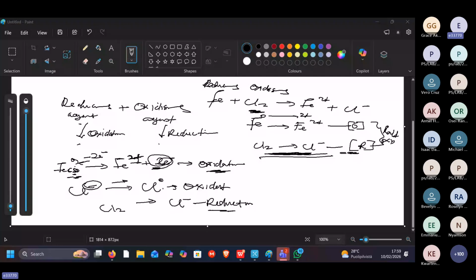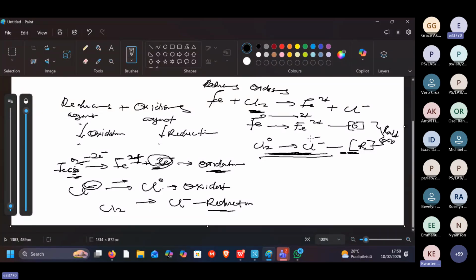And then the process of gaining. If you look at the chlorine here, it is chlorine 0. Now it becomes -1, meaning it has gained electrons. And so it goes through the reduction reaction. Does it make sense? Yes, sir.